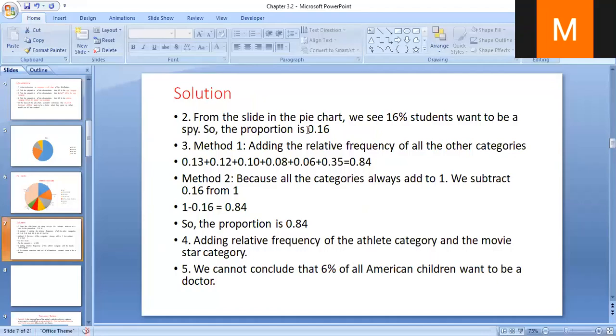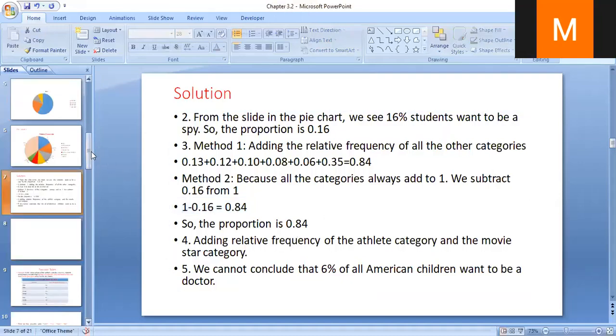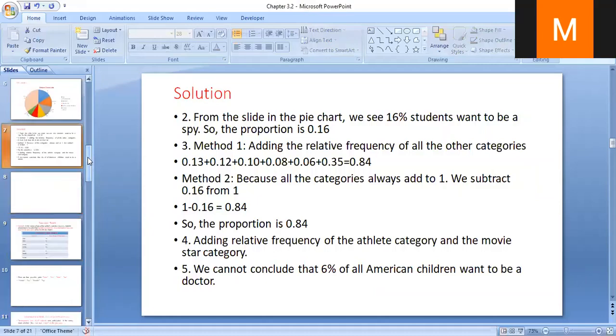This is the proportion of the spy, 0.60, and not in spy. You add the others, or you want the one research, 0.60. You got the same, yes. And to find the number 4, you add in athletes and movie star. And any question about that example?